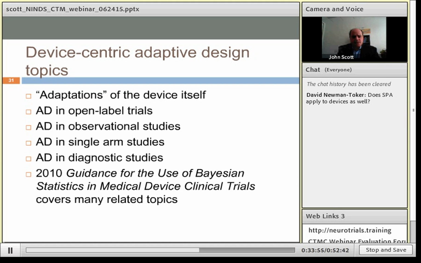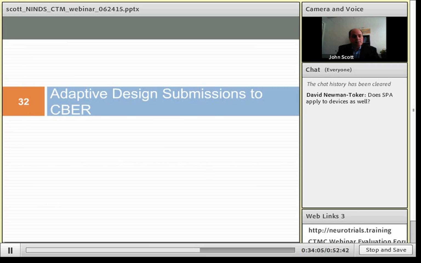I mentioned on the previous slide that there was an earlier guidance on Bayesian statistics for device trials. It covers a lot of related topics and is a good cross-reference. Okay, so that's it for that section.